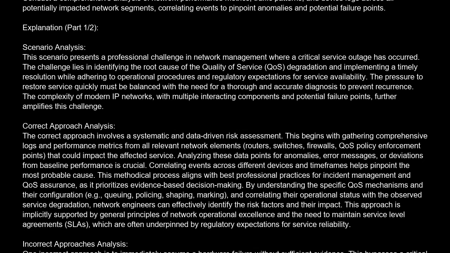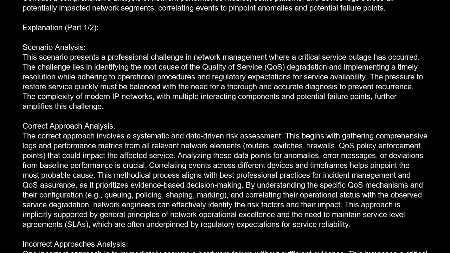Correct answer is A. Conduct a comprehensive analysis of network performance metrics, traffic patterns, and device logs across all potentially impacted network segments, correlating events to pinpoint anomalies and potential failure points. Explanation: Scenario analysis. This scenario presents a professional challenge in network management where a critical service outage has occurred. The challenge lies in identifying the root cause of the quality of service, CoS, degradation, and implementing a timely resolution while adhering to operational procedures and regulatory expectations for service availability.